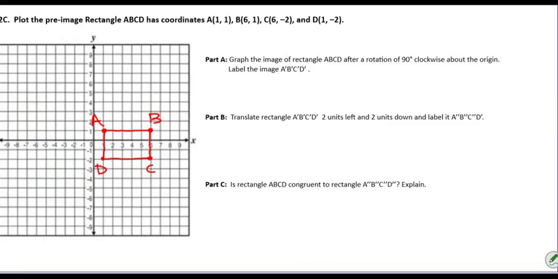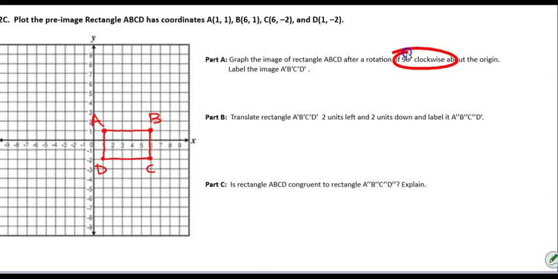Okay, so this one, I've already plotted the image of ABCD. It says graph the image of the rectangle ABCD after a rotation of 90 degrees clockwise. That's a relevant point because normally we do counterclockwise. So 90 degrees clockwise is 270 degrees counterclockwise. That's important because we have to write a rule for this before we do anything else.